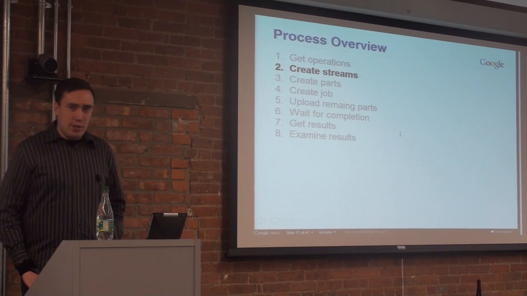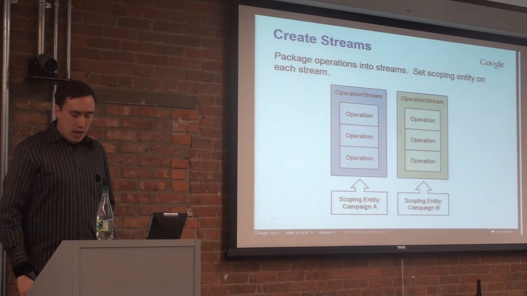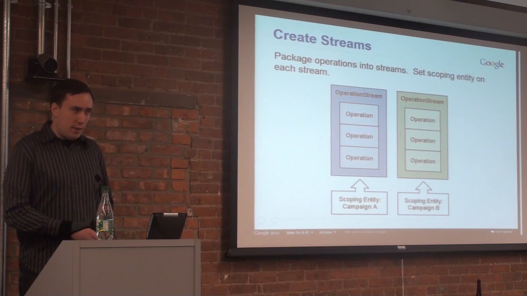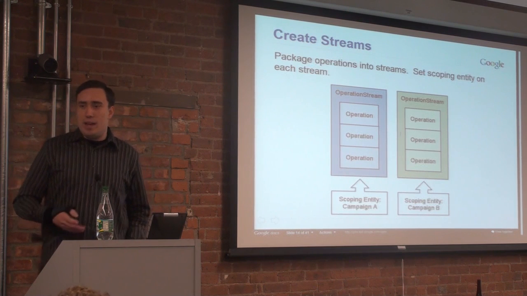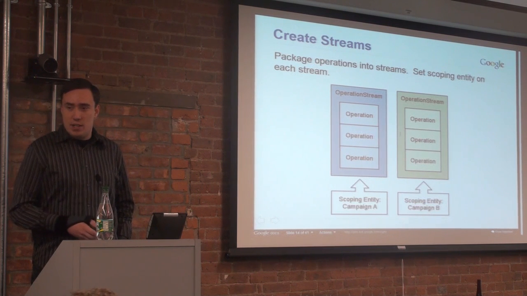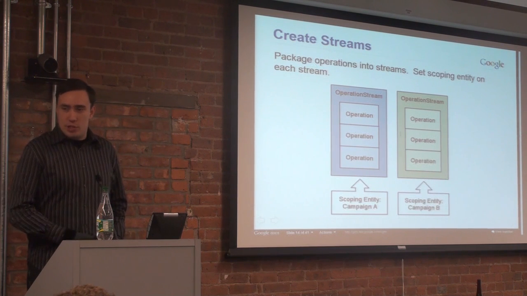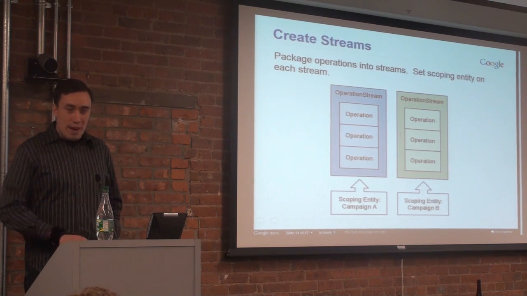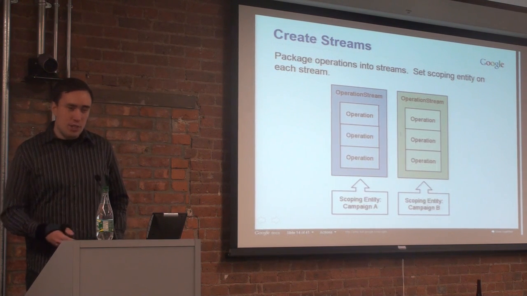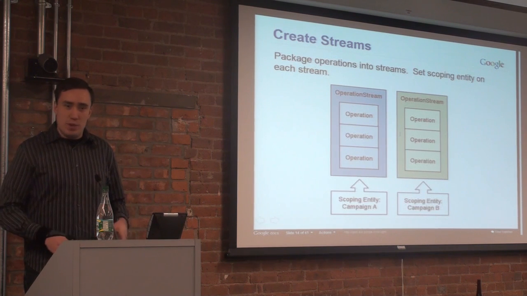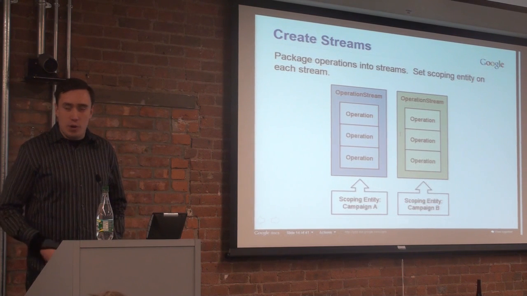The next part of the process is to create your streams. You've got those operations, and now you need to bundle them into streams. Like I said earlier, one of the determining criteria of which operations go in which stream is their scoping entity. All of the operations against a certain campaign should go in one operation stream or a series of operation streams. But you can't violate that scoping entity contract. You cannot have an operation stream that targets one campaign but has operations within it that operate against multiple campaigns. Although it's a hint to the back end, you are required to obey it as well.